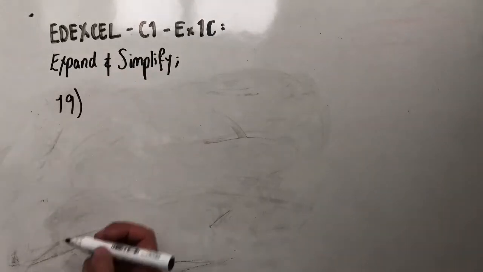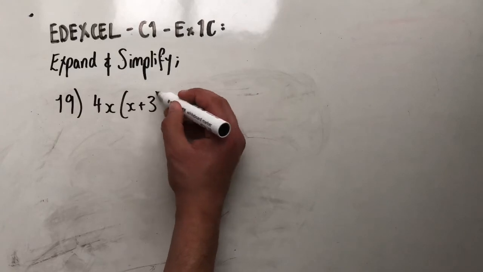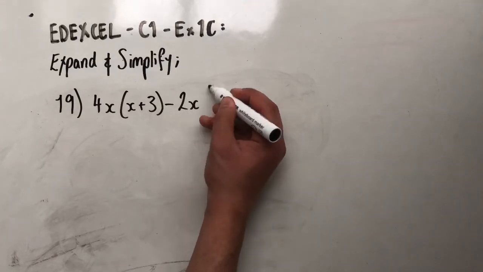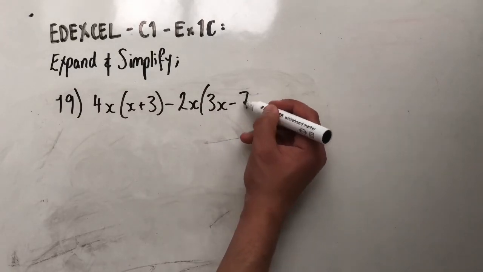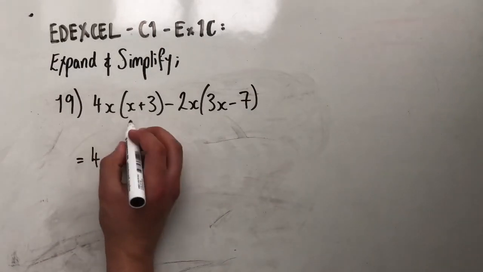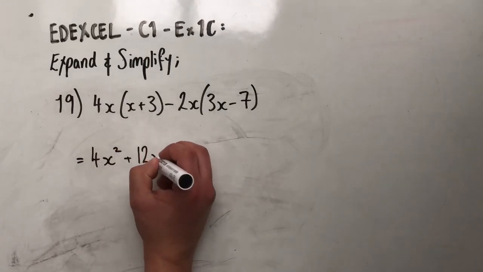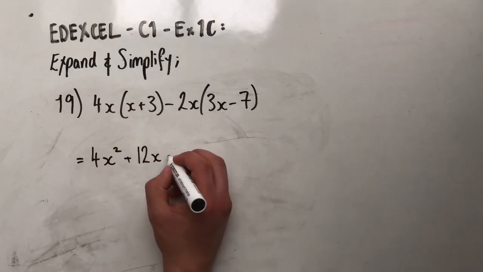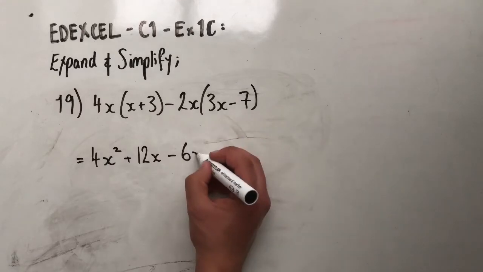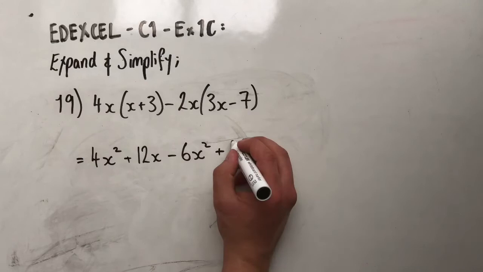Question 19 now, we have 4x, open brackets, x plus 3, close brackets, minus 2x, open brackets, 3x minus 7, close brackets. So we have two sets of brackets here, not a problem, we're just going to expand them separately. So for the first one, 4x times x is 4x squared, 4x times 3 is positive 12x. Second set of brackets, we have minus 2x times 3x is minus 6x squared. Then the minus 2x times minus 7 gives us positive 14x.